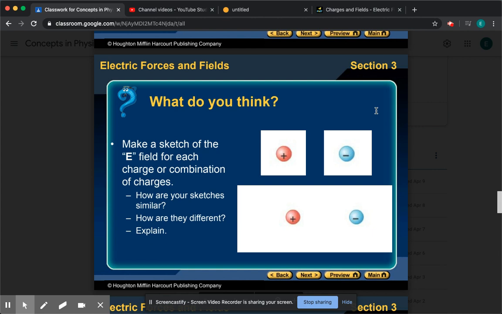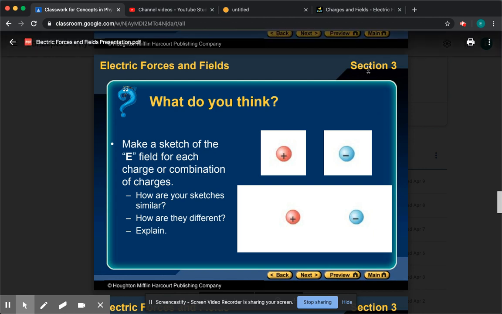Hello, ladies and gentlemen. Today we're going to be continuing with electric forces and fields. The focus of today is section 3, which focuses on the field itself.